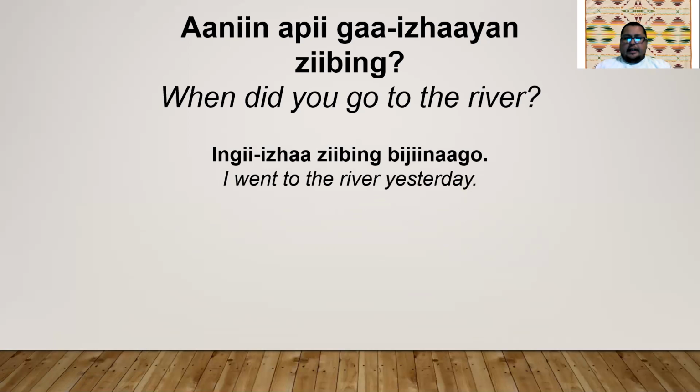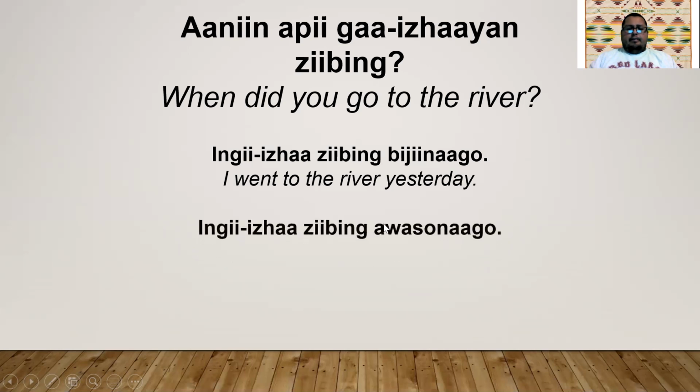And I'm just double checking real quick on the Ojibwe People's Dictionary. I should actually have a double I here, because our root word is ziibi, Z-I-I-B-I, and that's a river. And we have to add our connector right here. So you should have double I: ziibiing. Okay. Anina pika ezhaayan ziibiing. When did you go to the river? Ingieja ziibiing bijinago. I went to the river yesterday.